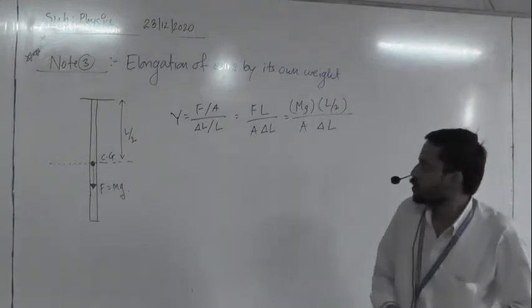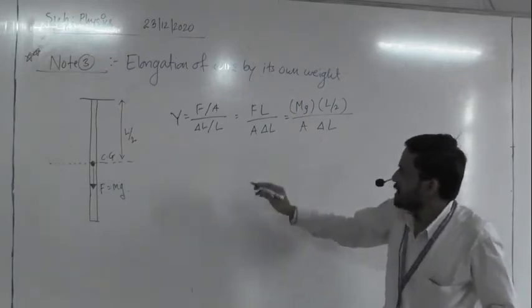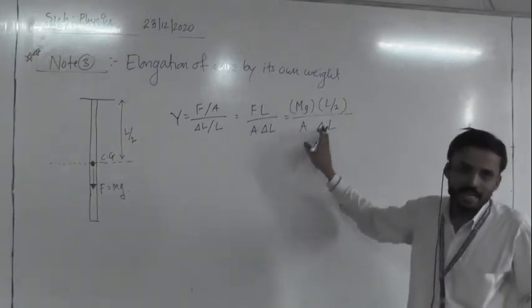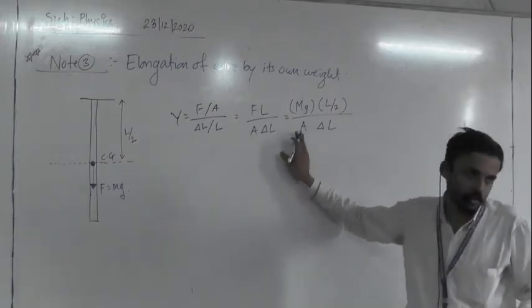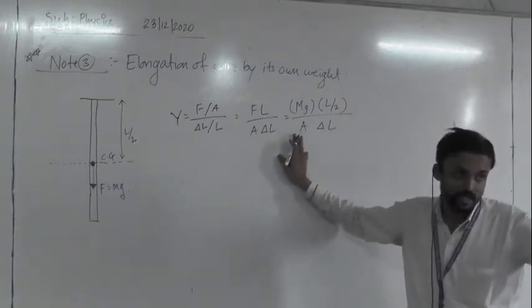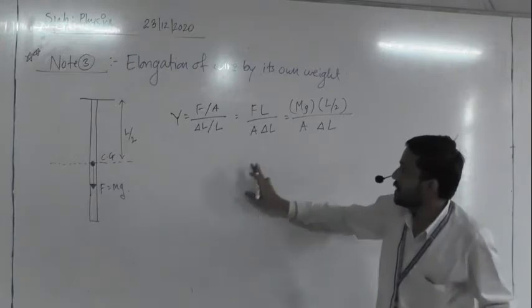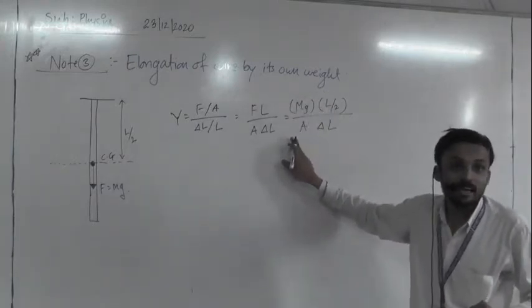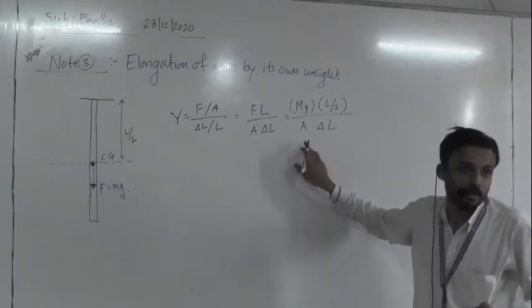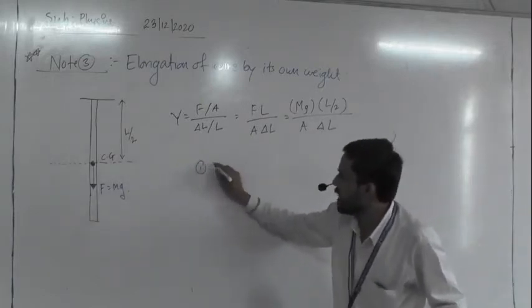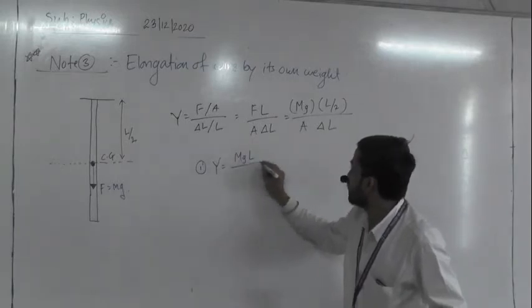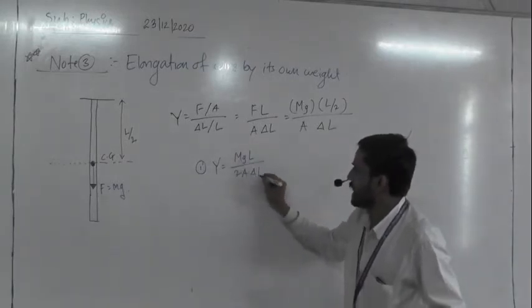So, Y is equal to mgl by 2A delta l. So delta l will be mgl upon 2AY. So, number one formula: Y equal to mgl upon 2A delta l.